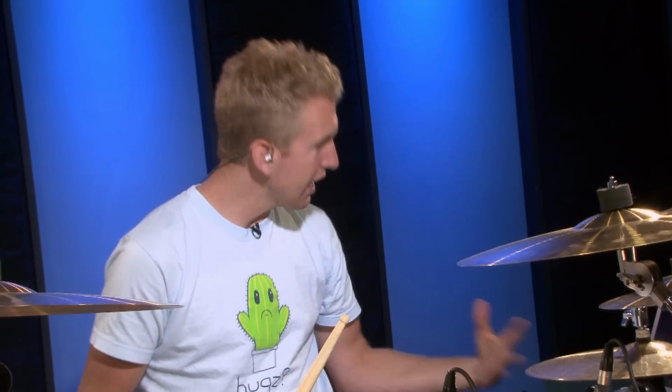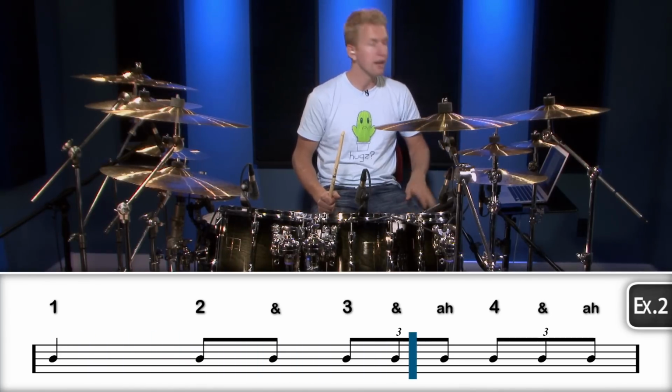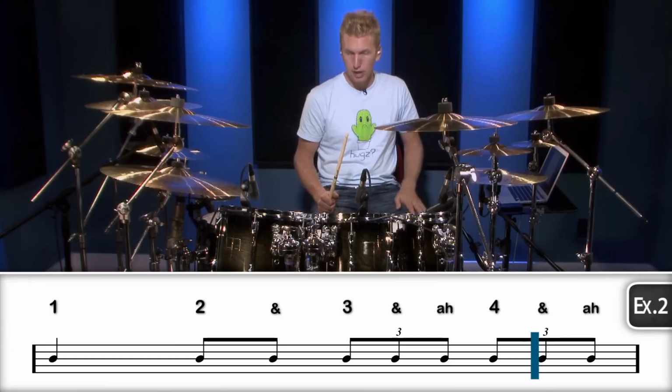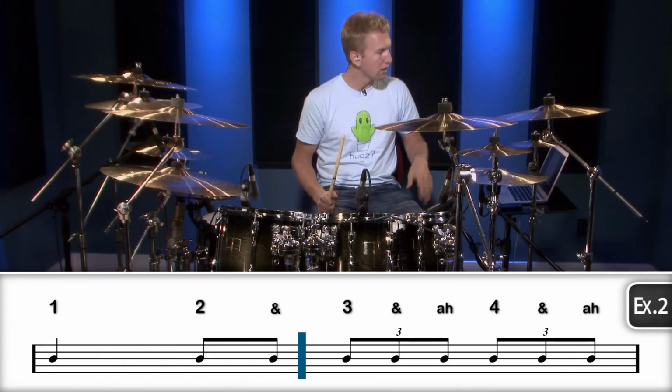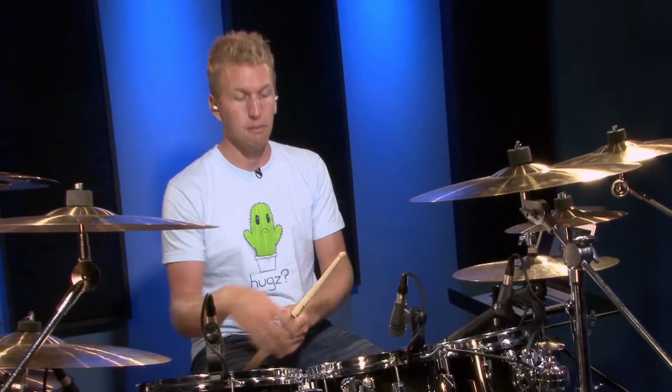And so next thing we're going to do is we're just going to relate these to the quarter note and then to just simple eighth notes. We got 1, 2, and 3, and a, 4, and a, 1, 2, and 3, and a, 4, and a, 1, 2, and 3, and a, 4, and a, 1. Okay, so that's the rhythm. Let's put it onto the snare drum now.